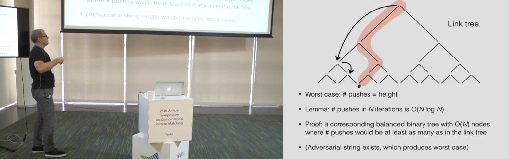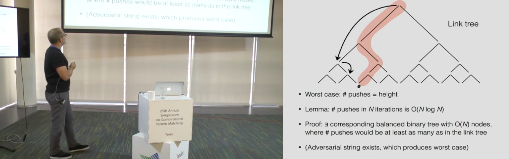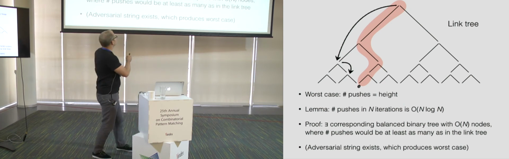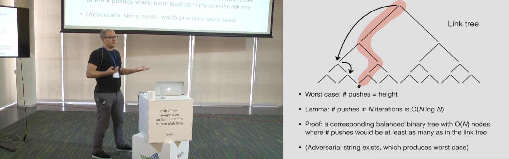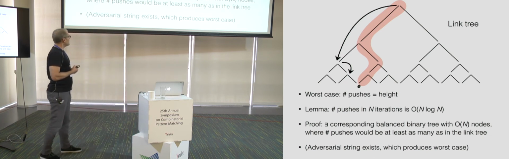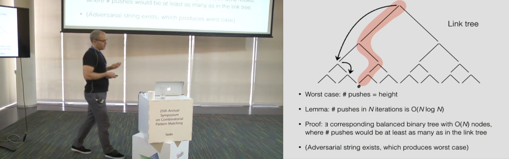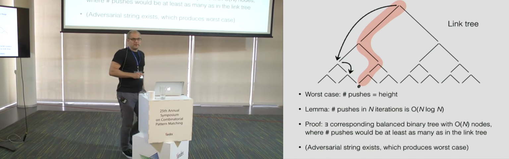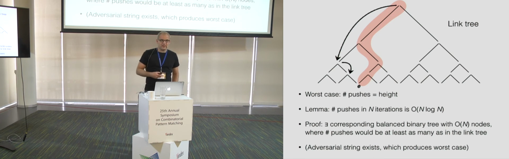So that looks like it could be a lot of updates. Fortunately, it's possible to construct a tree that's completely balanced, which would not be updated more than the link tree. So we can guarantee that the number of updates is only n log n. So that's not so bad.